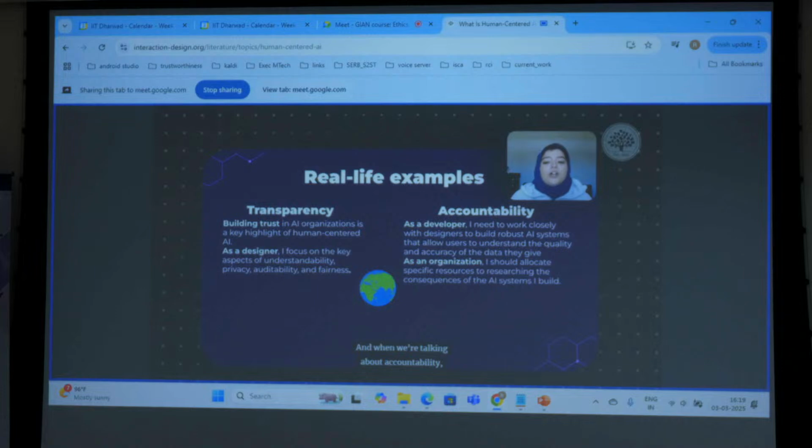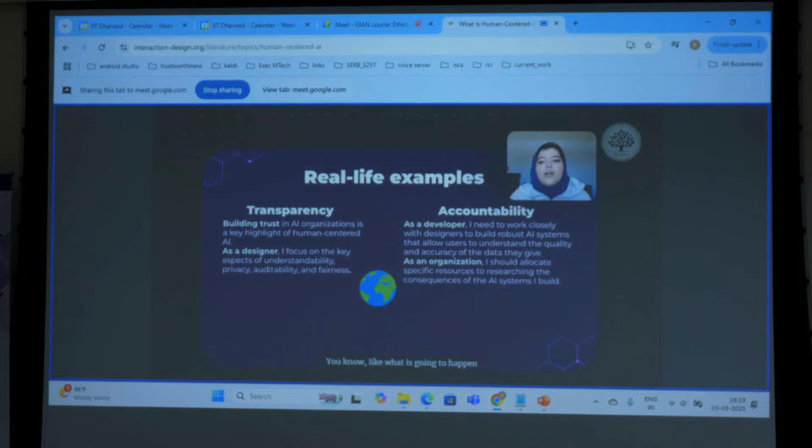And when we're talking about accountability, if I'm a developer, I need to work closely with designers to build robust AI systems that are going to allow the user to understand the quality and the accuracy of the data that they're giving. And as an organization, I should definitely start thinking about how I can allocate different resources to researching the consequences of the AI systems that I'm building.